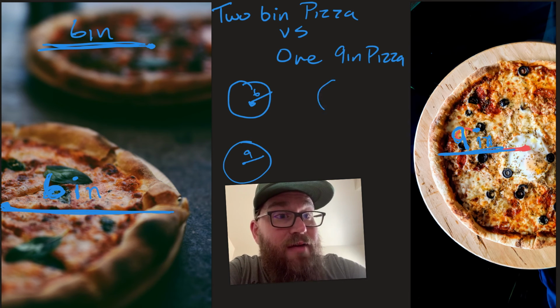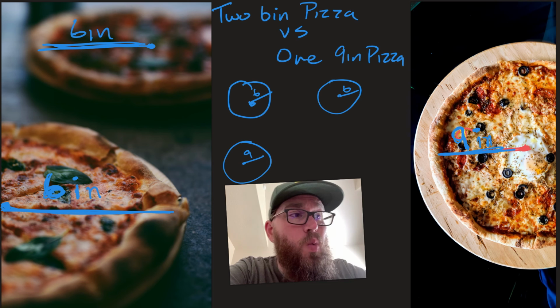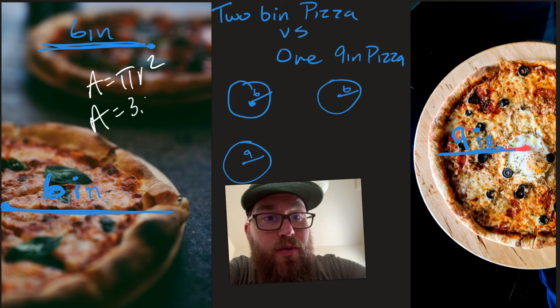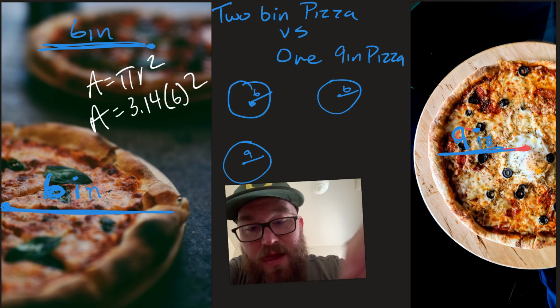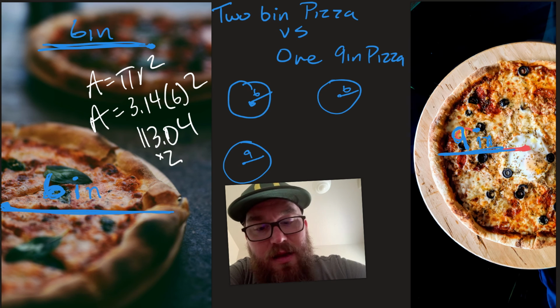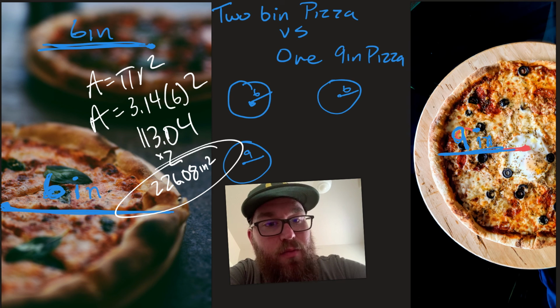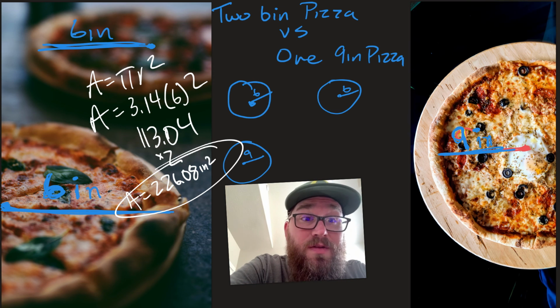All right, so I have 6 inches here, and then on the bigger one, it's 9. But here I have 2 of them, right? So which one's kind of the better deal? Well, for the 2 pizzas over here, we have area equals pi r squared. So area equals 3.14 times 6 squared, or 36. And I get 113.04. But wait, Mr. Waugh, there are 2 of them. So I'm going to multiply that by 2, and I get 226.08 inches squared of pizza to have both of these. That's for both. So, do you want that one or do you want the 9-inch pizza?